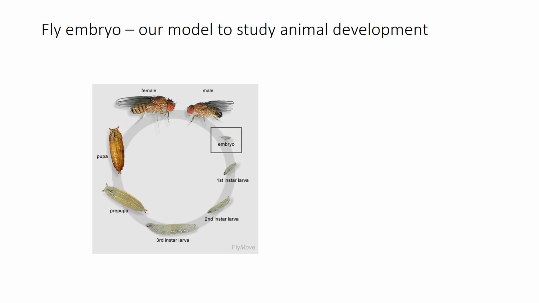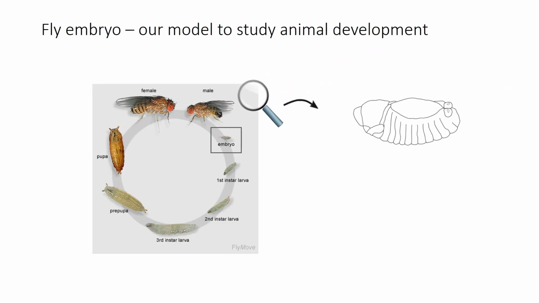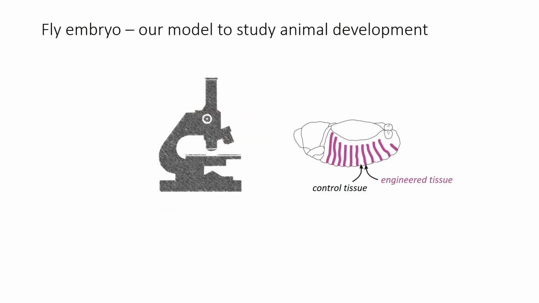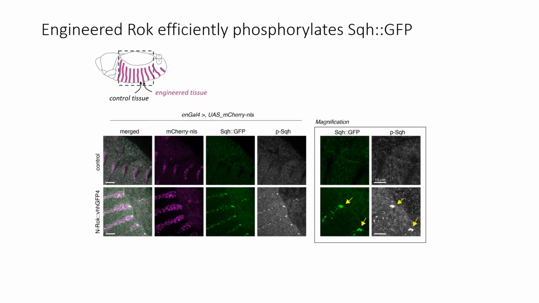Our main protagonist is a fly embryo, a great model to study animal development. Thanks to fly genetics, we can compare side by side regions of the engineered and the control tissue. We used advanced microscopy to assess the phosphorylation levels and to follow tissue behavior in developing fly embryo. We successfully evaluated our tool on the example of engineered Rok kinase, showing that expression of synthetic Rok results in a robust phosphorylation of GFP-tagged myosin 2 regulatory light chain protein, called squash in flies, as indicated with the yellow arrows.